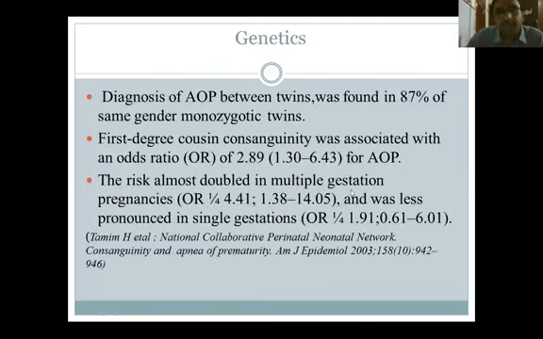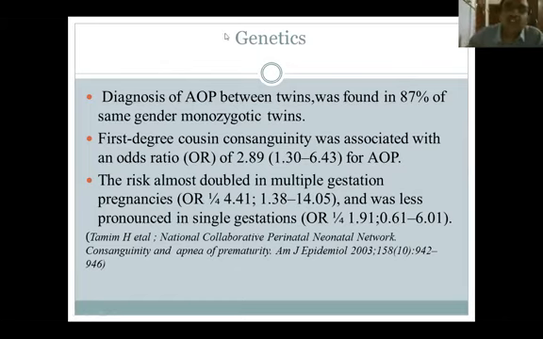Then comes the genetic part. The genetic part was studied in 2000 in the American Journal of Epidemiology. Among twins, 87% of the same gender of monozygotic twins were found to be present with apnea of prematurity. Same with first degree consanguinity, the odds ratio is increased to 2.9. Therefore, in consanguinity, the incidence of AOP is increased. Same, it has almost doubled in multiple gestations compared to singleton. Therefore, we know that genetics also plays a role.